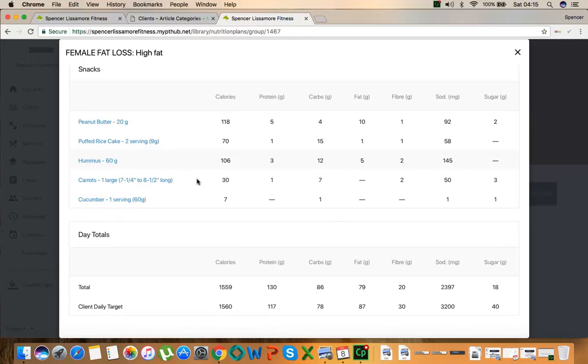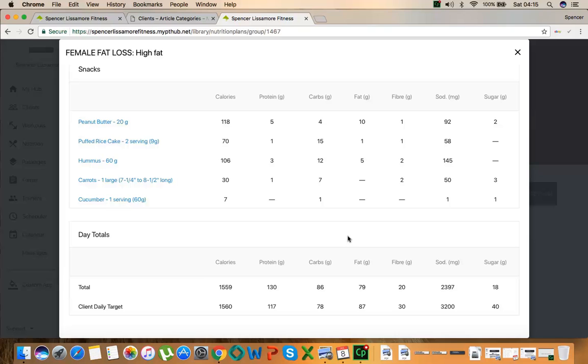So that way we can get your total daily energy expenditure, or in layman's terms, your calories, down to a T, as you can see here. Total calorie intake for an average 60 kilo female would be 1,559, with 139 grams of protein, 86 grams of carbs, 79 grams of fats, our PCFs. Fibre, sodium and sugar we go into at a later stage.